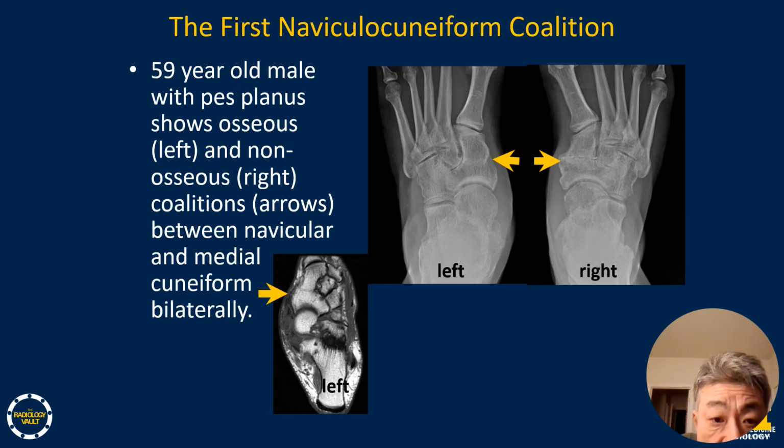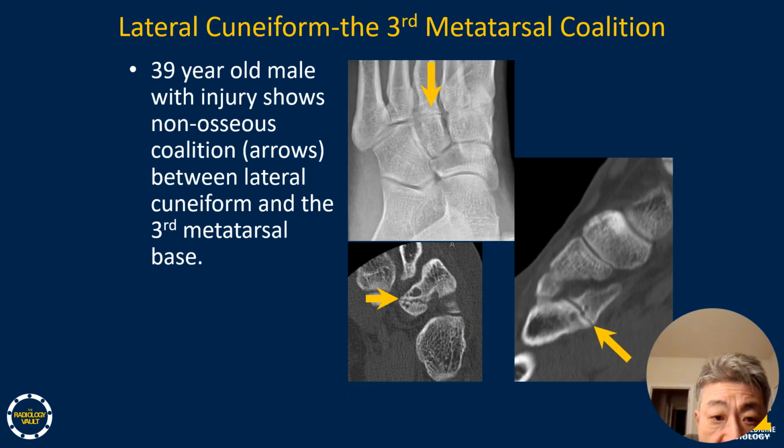A 59-year-old male with pes planus shows osseous and non-osseous coalitions on the left and right side between navicular and medial cuneiform. A 39-year-old male shows non-osseous coalition between lateral cuneiform and the third metatarsal base, both on radiography and CT.